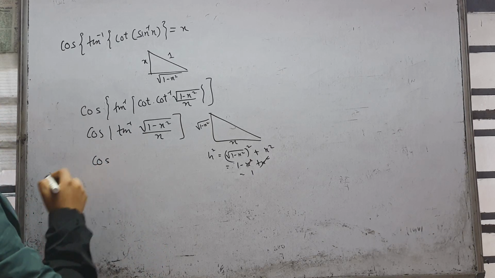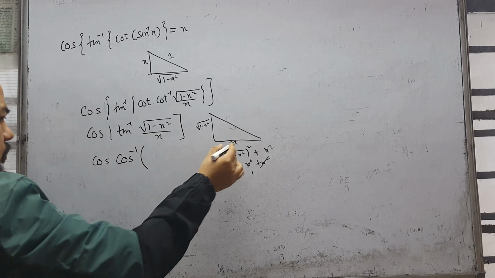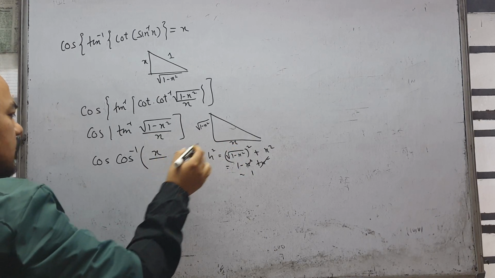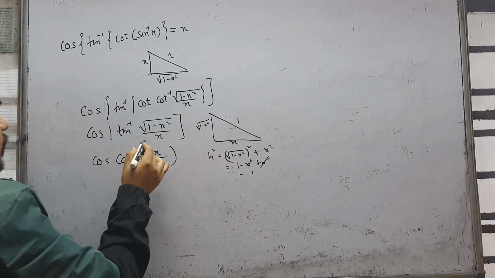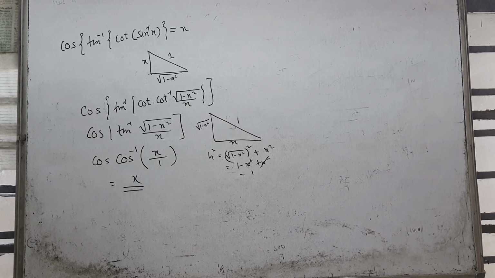So cos of, what is the base? The base is x, hypotenuse is 1. Cos and cos get cancelled. So left hand side equal to right hand side. Is it clear, everyone?